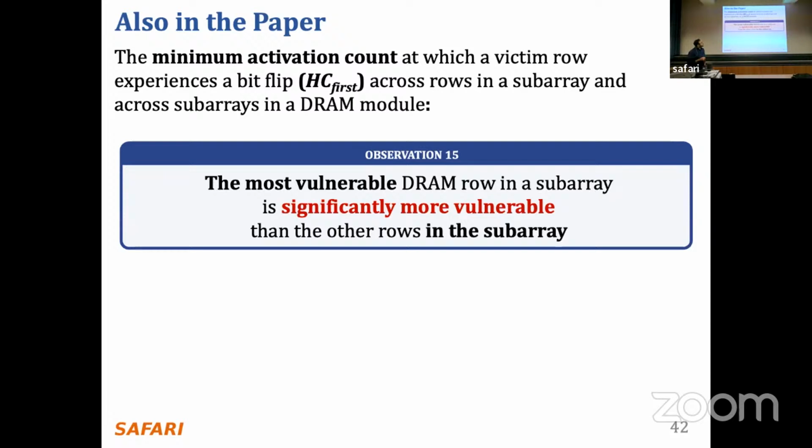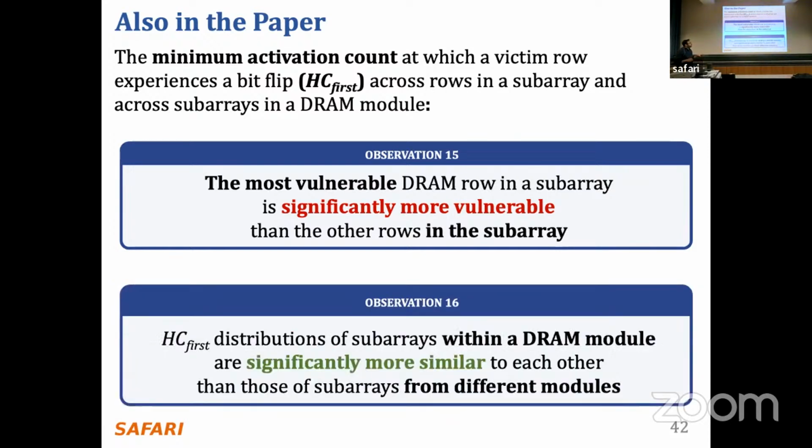And we observe that the most vulnerable DRAM row in a subarray is significantly more vulnerable than the other rows in the subarray. So when you look at the distribution across rows in a single subarray, you see a similar distribution as I showed earlier. And when you look at the HC first distributions of subarrays within the DRAM module, you observe that they're significantly more similar to each other than those of subarrays from different modules.